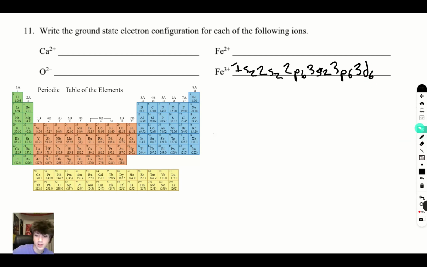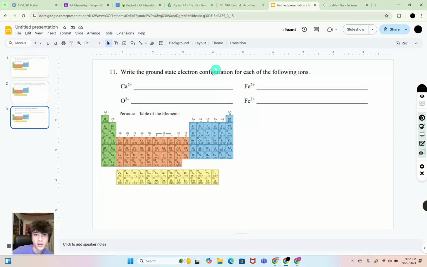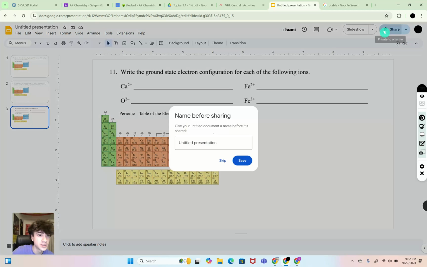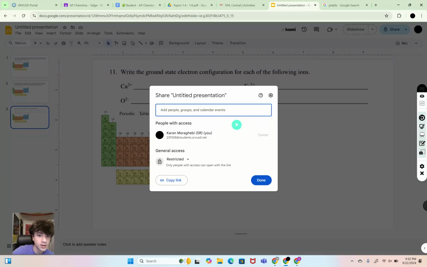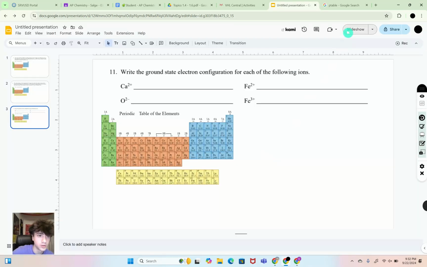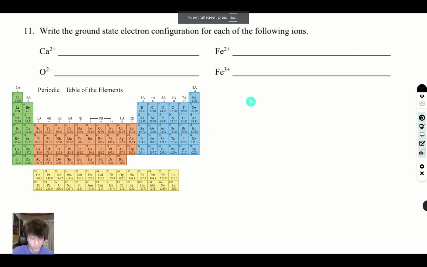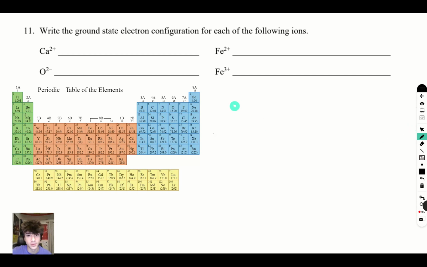So, I have the rule pulled up right here. Or no, I don't, but the rule is, when you have these, what you're going to want to do is remove from the p orbital first, and then the s, and then the d.